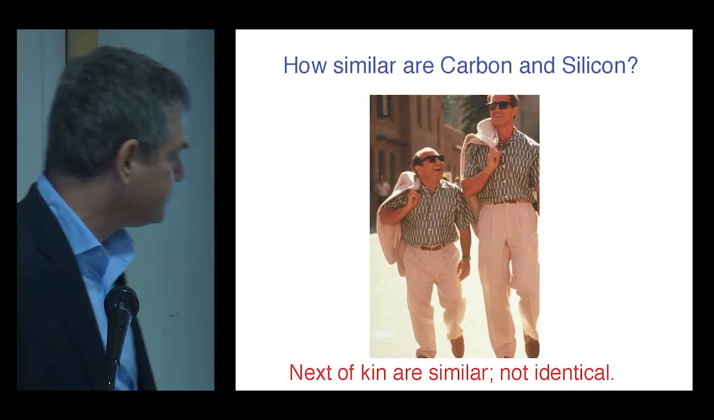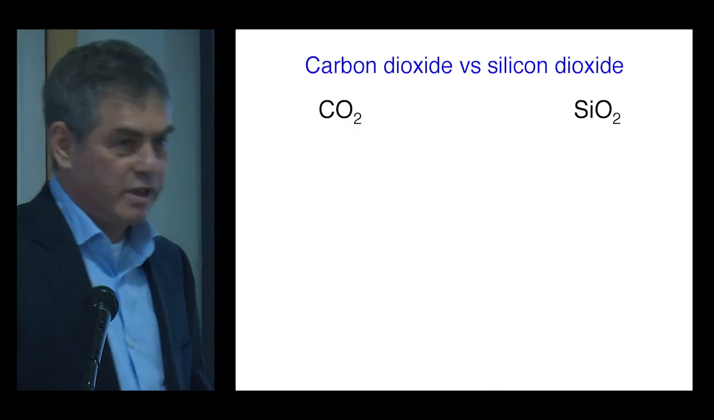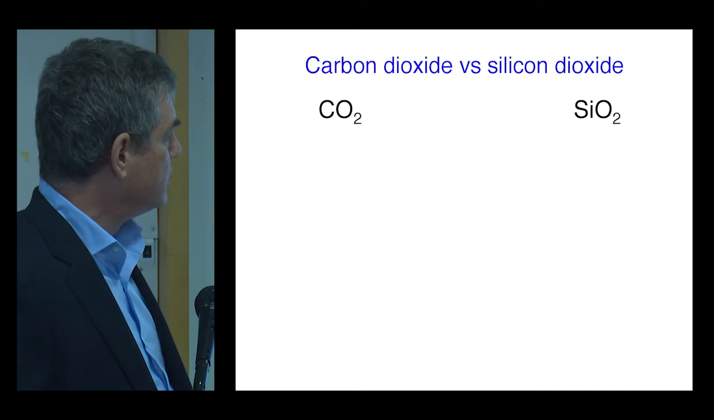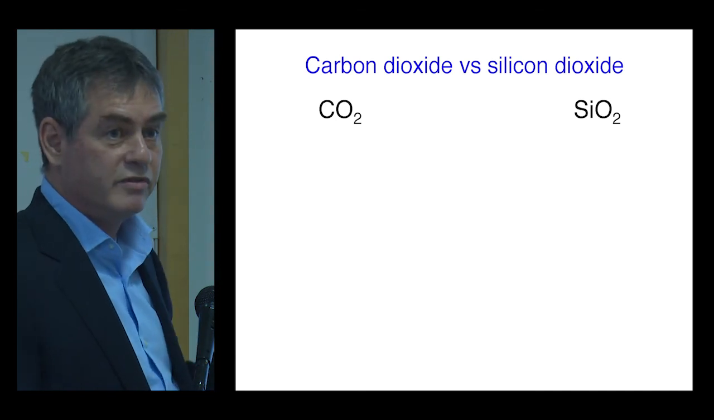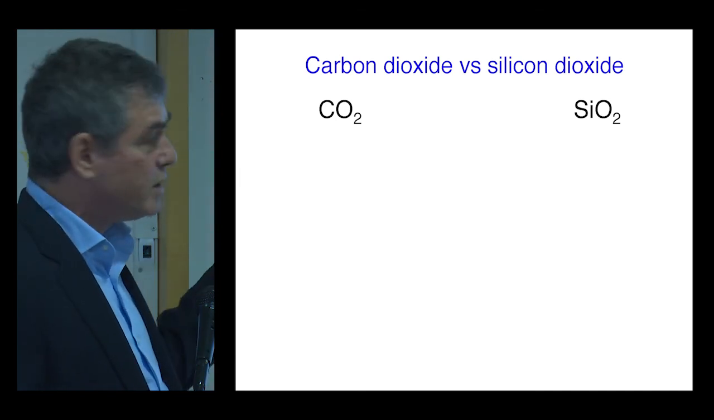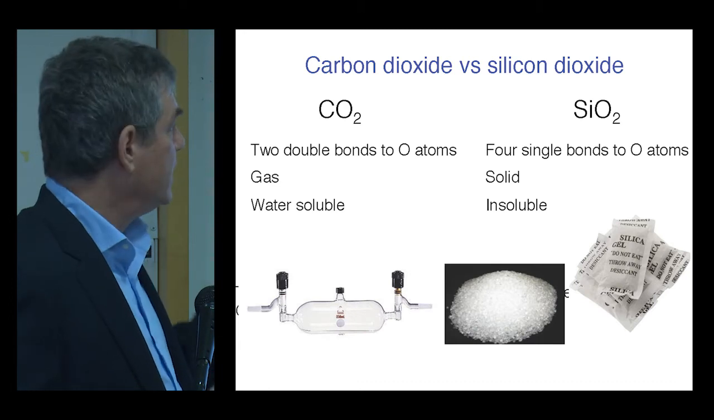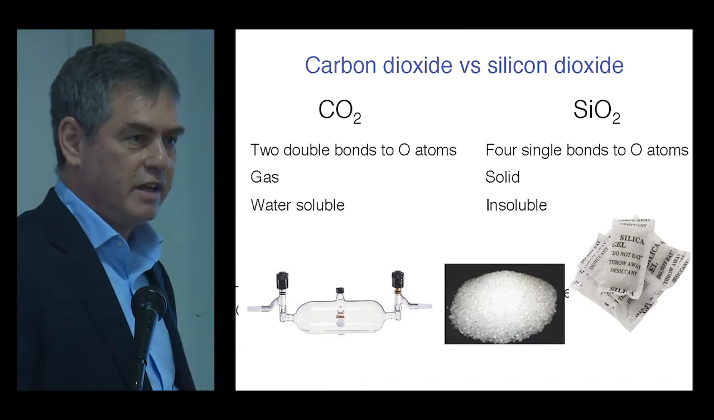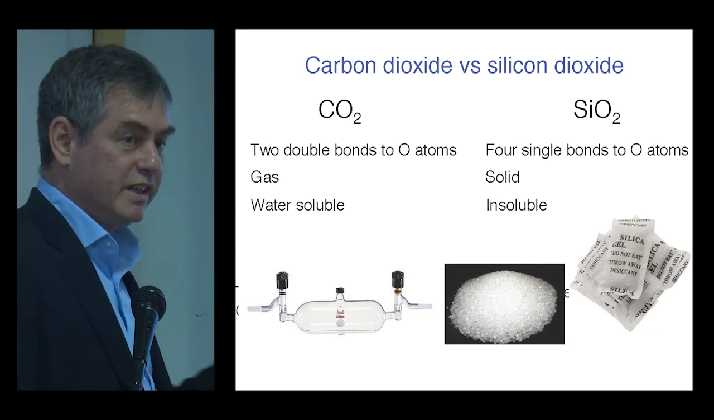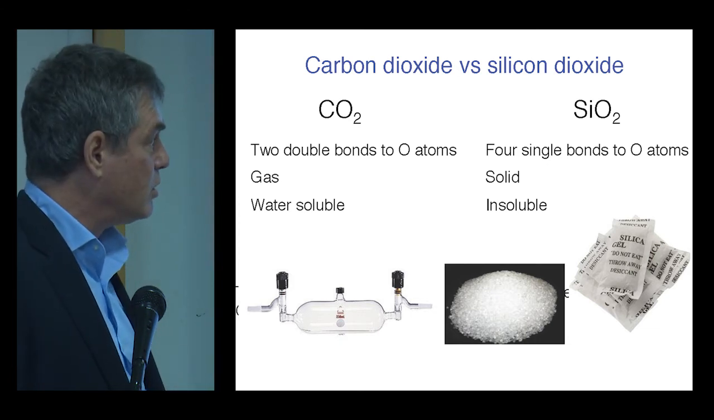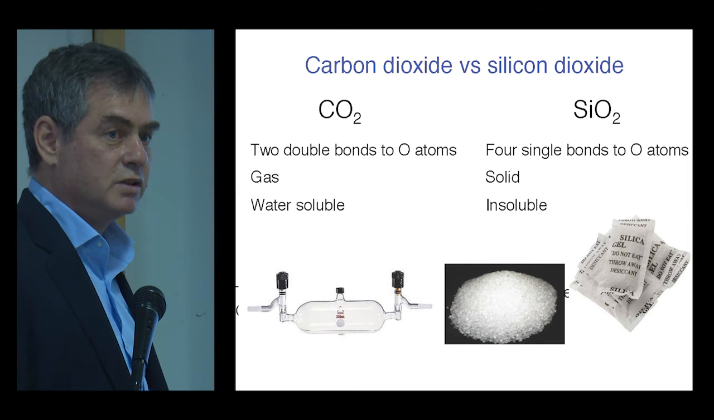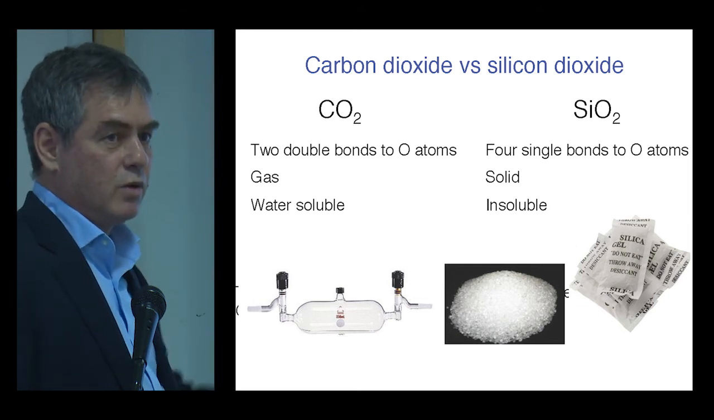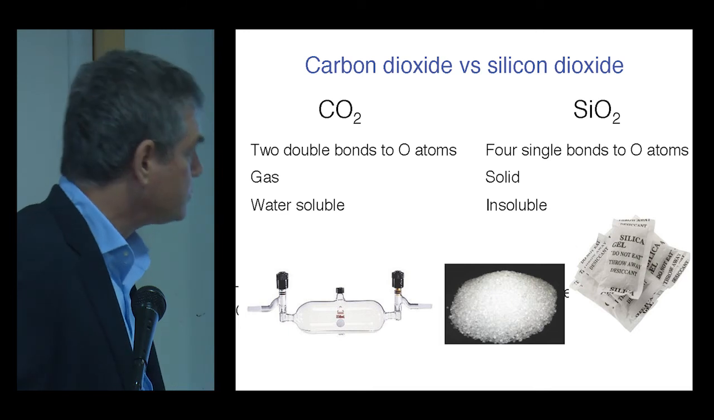We can demonstrate this by looking at carbon dioxide versus silicon dioxide. Apparently these are two very similar compounds, but carbon dioxide is a gas. It has two double bonds between the carbon and the oxygen, whereas the silicon has four single bonds between each silicon and the four neighboring oxygen atoms, which makes it a solid. So one of them is a gas, the other is a solid. One of them can participate in life, one of them is stuck in rock.